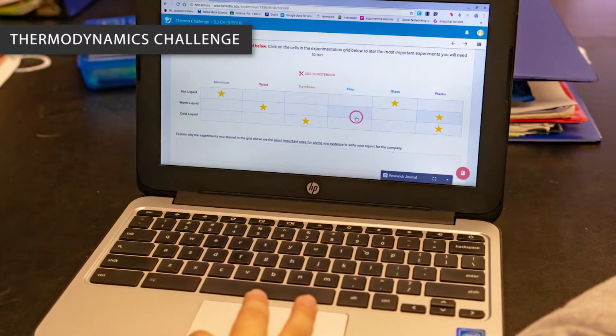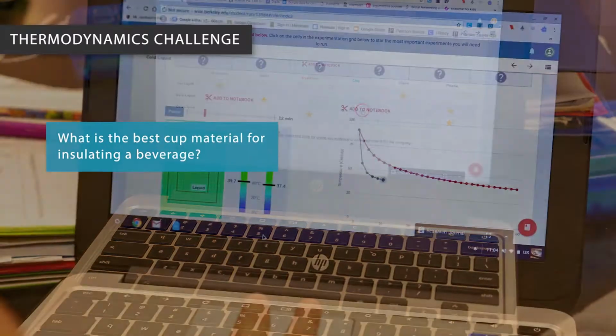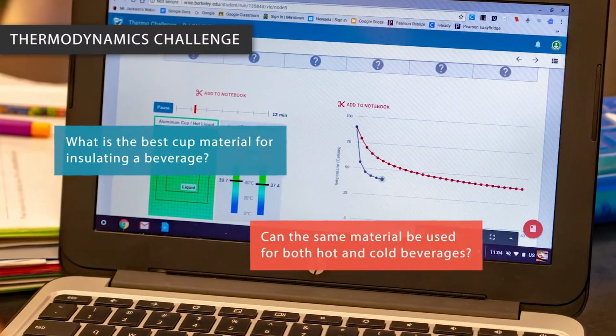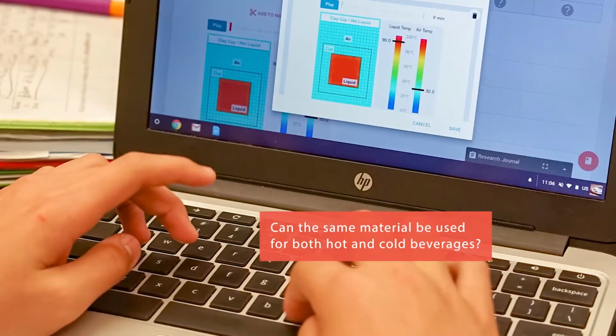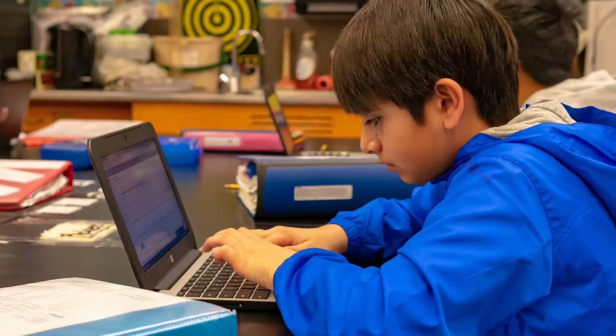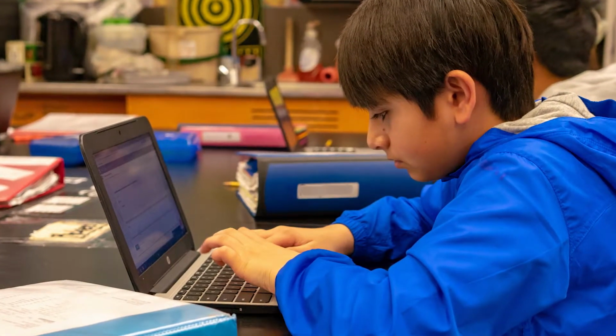What is the best cup material to use to maintain the temperature of a beverage? Can you use the same material to keep both a hot drink hot and a cold drink cold? Students make predictions and then test their initial ideas to investigate these questions in the Thermodynamics Challenge Unit.